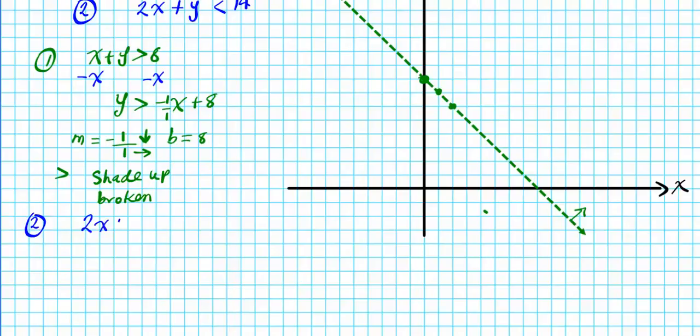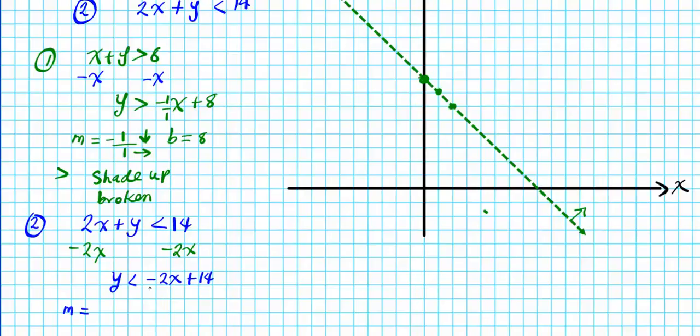2x plus y is less than 14. So for this one, we want to get y by itself. We go ahead and subtract 2x on both sides. Subtract 2x, and you have y is less than negative 2x plus 14. All right, to graph this, we need the slope and y-intercept.